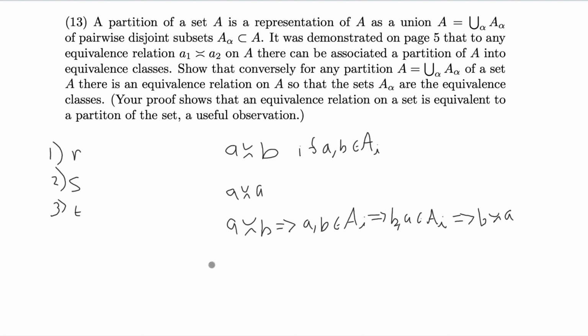Finally, for transitivity, let's have A equivalent to B and B equivalent to C. Well, that implies that A and B are in AI, and that B and C are in AI. Well, if A and B are in AI, and B and C are in AI, then we can write that A and C are in AI, where AI is some arbitrary element of the partition. But if A and C are in AI, then we say that A is equivalent to C. And with that, we have a valid equivalence relation.